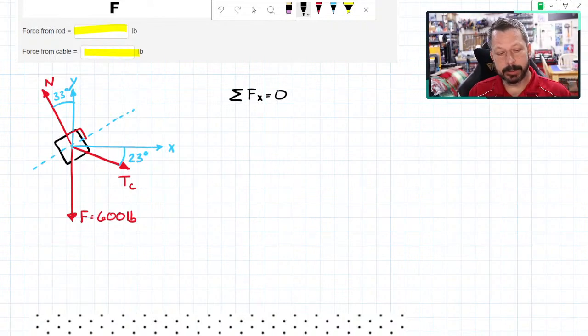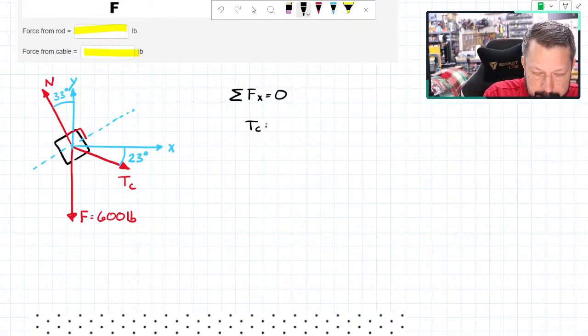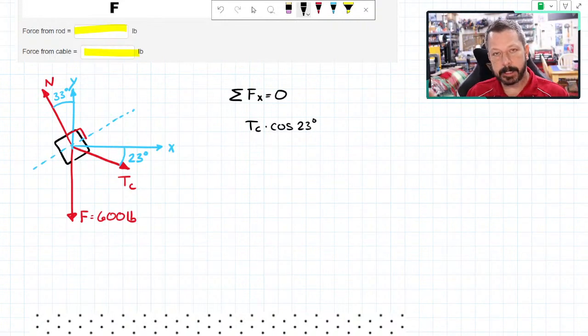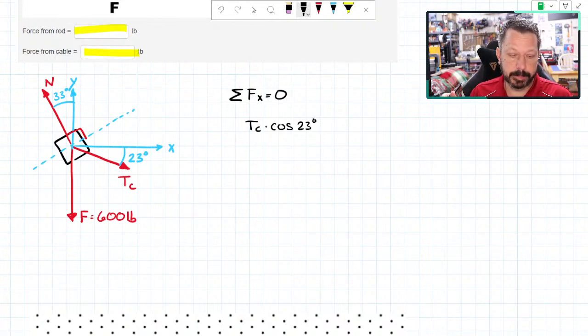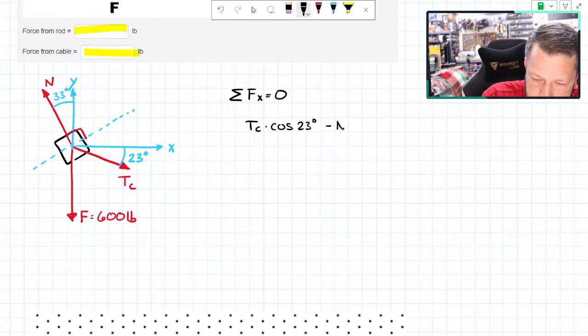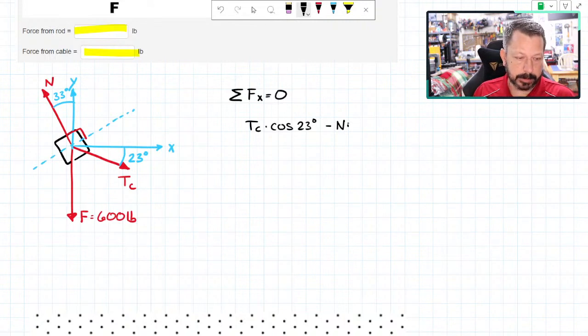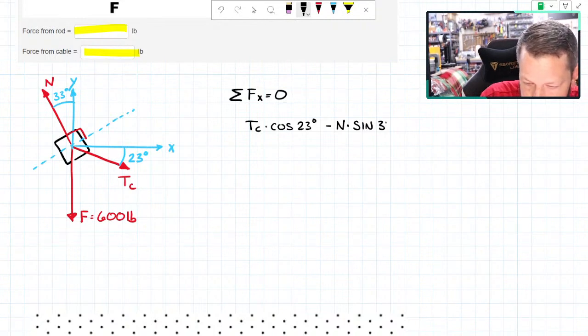Let's expand that equation to put all the x components in here. The tension in the cable has an x component that would be the cosine of 23 degrees. So TC times the cosine of 23 degrees would be the x component of that force, TC. I gave it a positive sign because it's going in the positive x direction. N, the normal force, is going in the negative x direction, so I'll give it a minus N times not the cosine of 33, because 33 is measured from the y-axis, so the sine of 33 degrees.